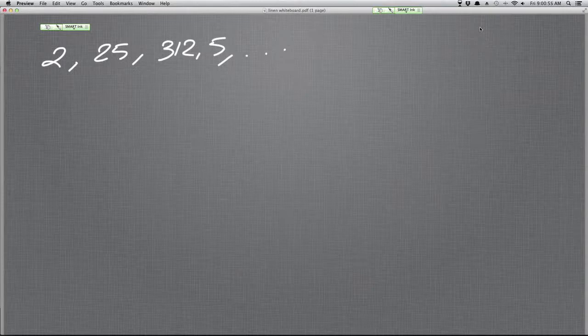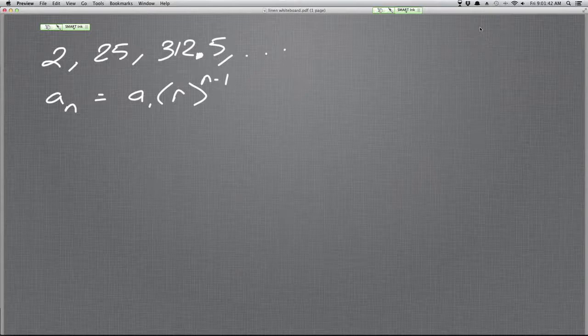Alright, so here is my geometric sequence. I want to find an explicit formula for this and a recursive formula for this. So we're going to do a sub n. What do you think has to be part of my formula? A sub 1. So we're going to start with a sub 1, times r to the n minus 1. That is my explicit formula for geometric sequences.